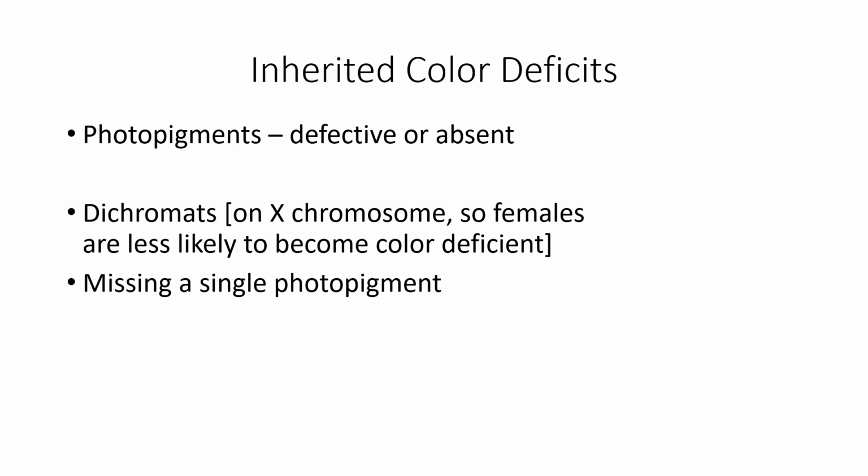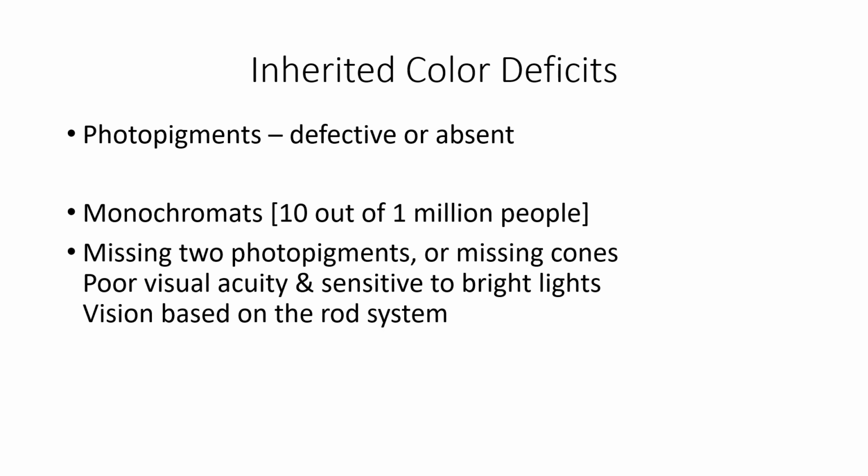Our inherited color deficits are defective or absent photopigments. Dichromats, for most of our dichromats, this is on the X chromosome, so we see more males with this particular color deficiency than females, and they're missing a single photopigment. But when I say most, I'm going to show some examples.